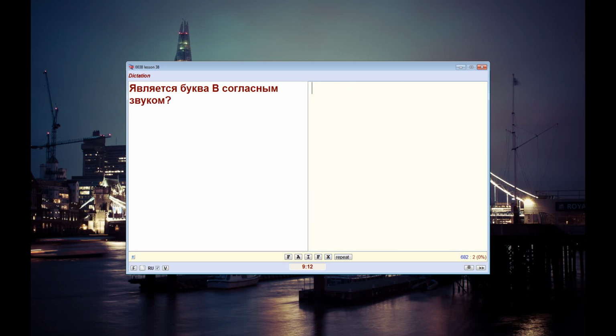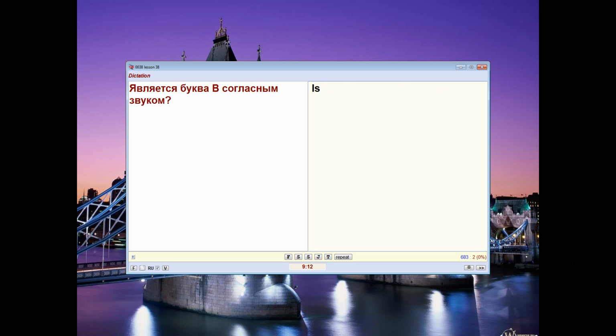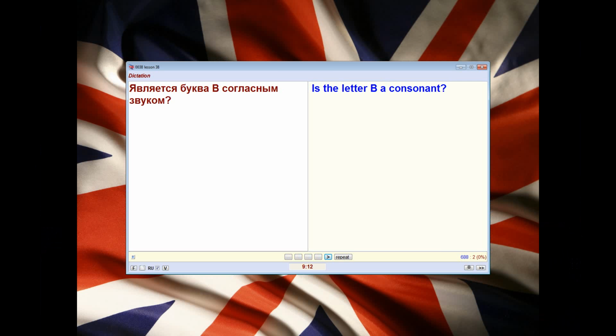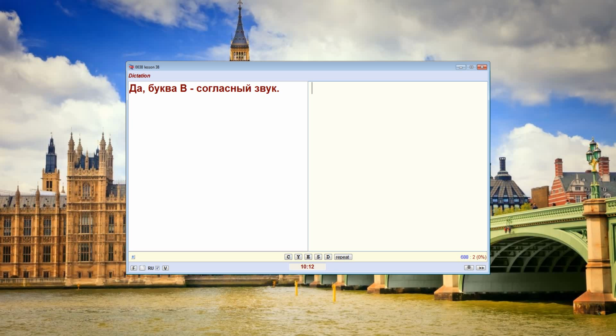Is the letter B a consonant? Yes, the letter B is a consonant.